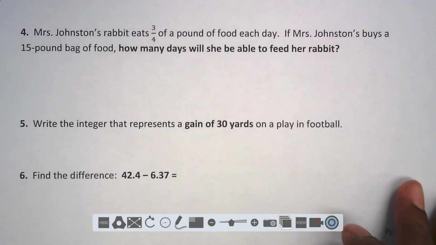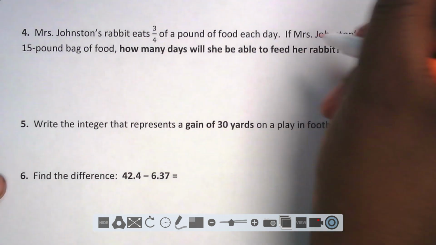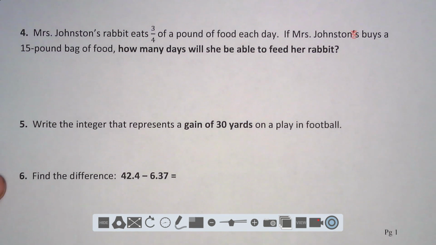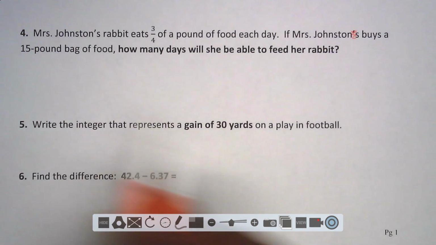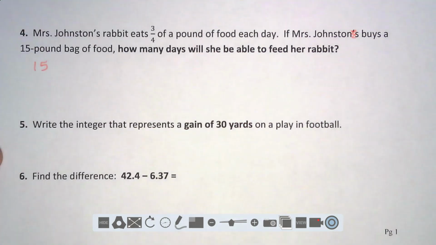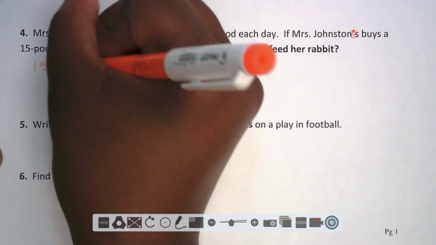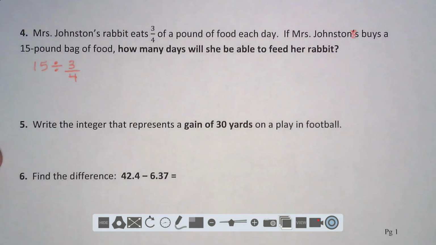Number 4, Mrs. Johnston's rabbit eats 3/4 of a pound of food each day. If Mrs. Johnston buys a 15-pound bag of food, how many days will she be able to feed her rabbit? All right, so I see that this is going to be division. So I am dividing up this 15-pound bag by the 3/4 the rabbit eats each day.